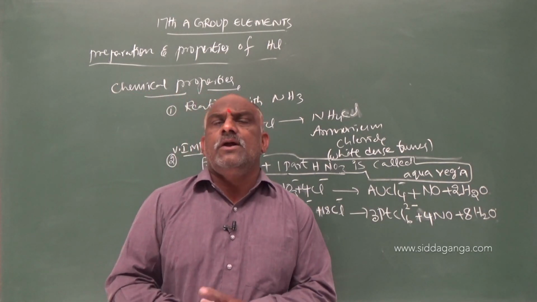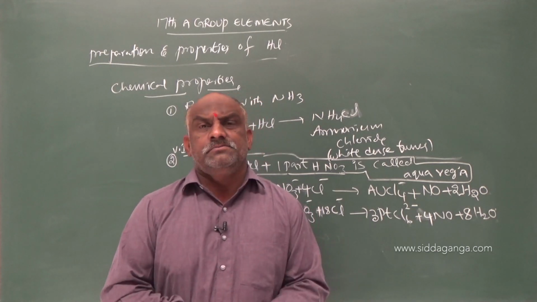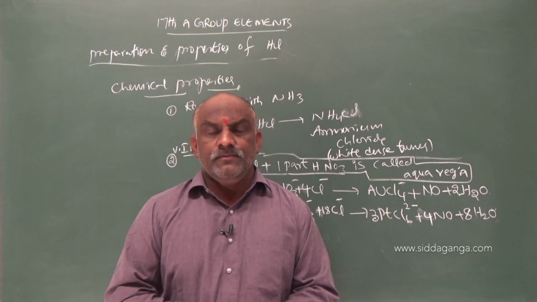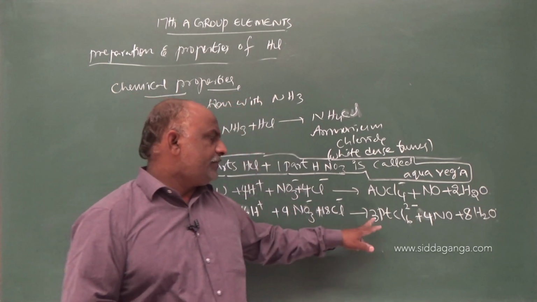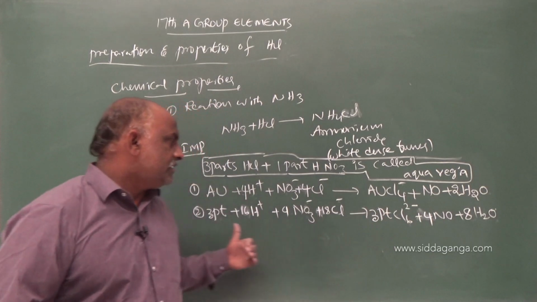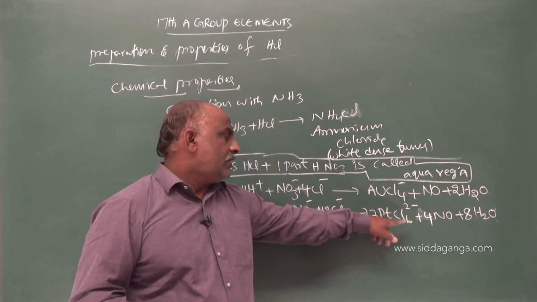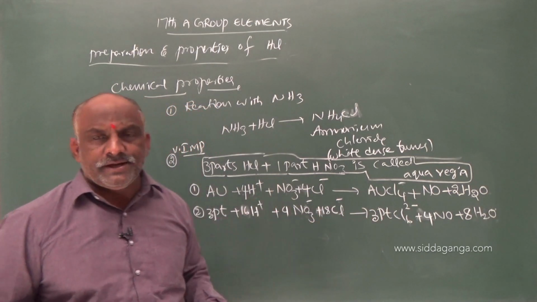Because there is no alternative, sometimes you have to memorize this. Clear? Otherwise, practice. If you practice with this coefficient of 3 platinum, then you will get 16 Cl, and the remaining you should balance or practice.